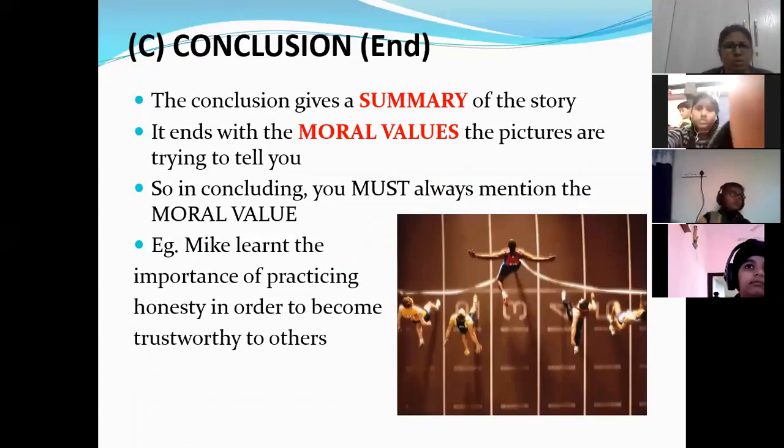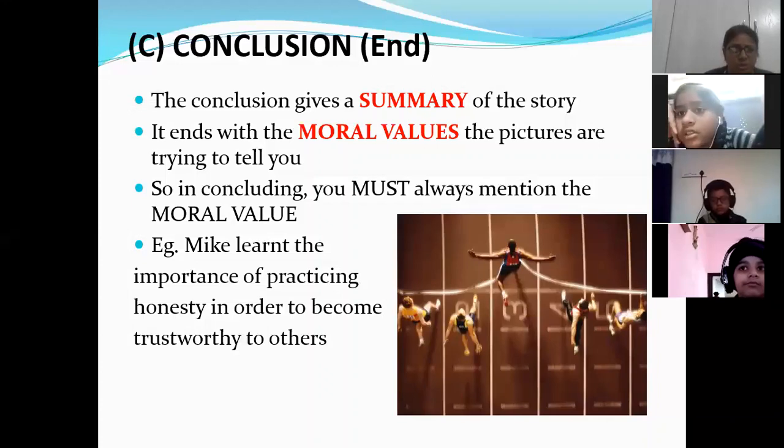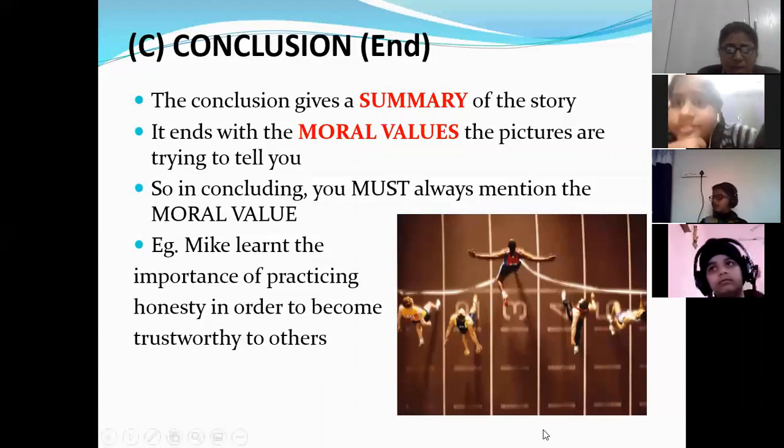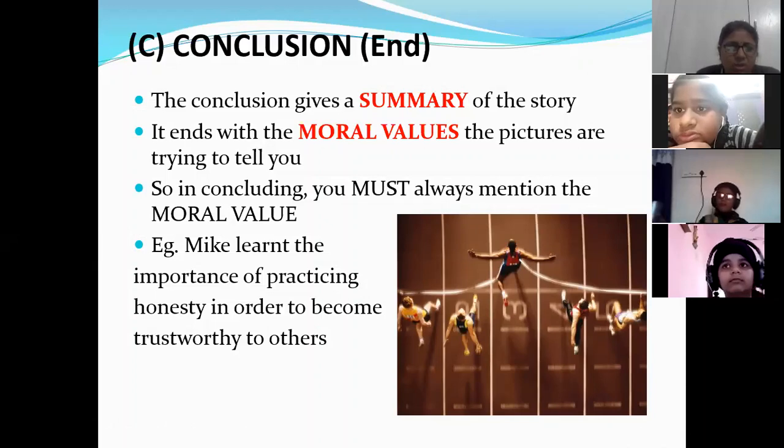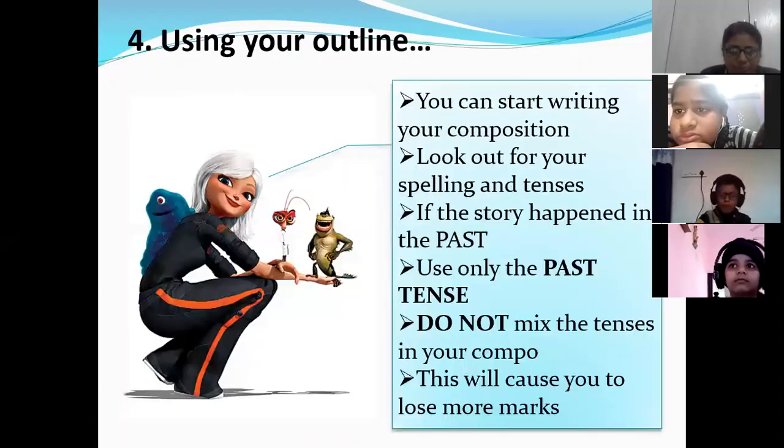Now we come to the conclusion, meaning the ending. The conclusion gives a summary of the story, or you can say the conclusion summarizes the whole picture. It ends with the moral values the pictures are telling you. Okay. So in concluding, you must always mention the moral value. So here you can see in this picture, what is the moral value? It is like Mike learned the importance of practicing honesty in order to become trustworthy to others.